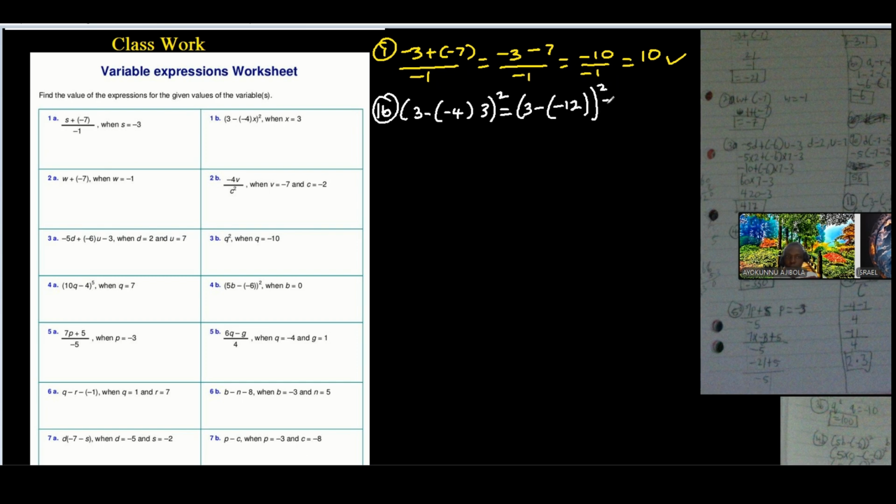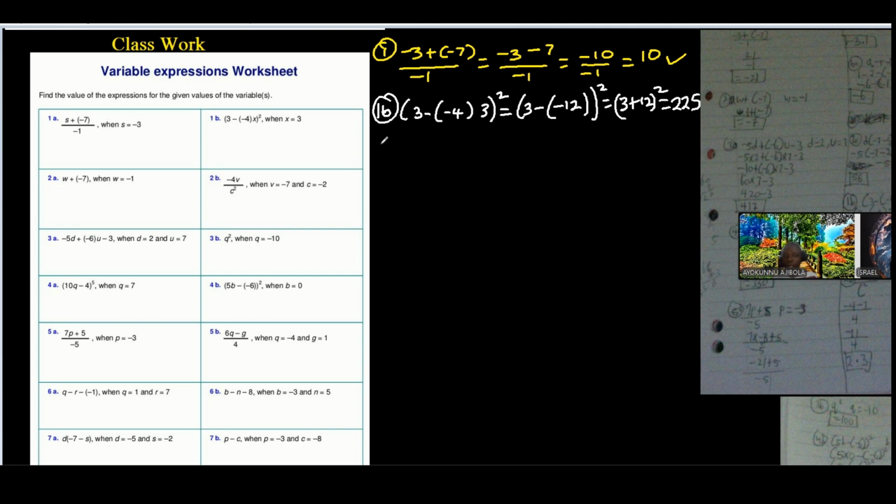Then everything else squared. Now, minus times minus is going to give us plus. So we have 3 plus 12 all squared. And 3 plus 12 is 15. What is 15 squared? Yes, 30. No, not 15 times 2. 15 squared, that is 15 times 15. So what's the answer? That is 225, okay? So you need to remember your squares of numbers.